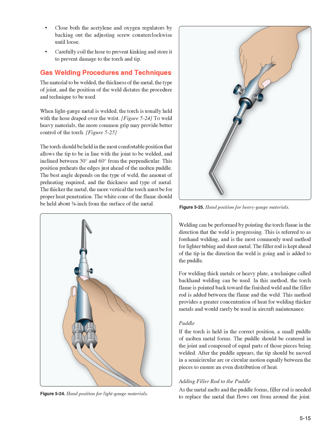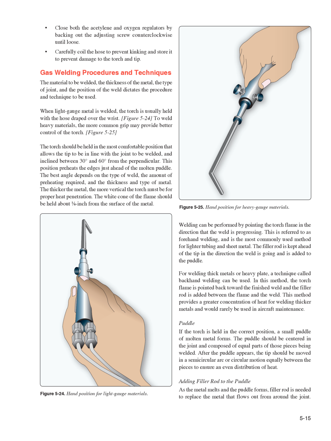Gas welding procedures and techniques. The material to be welded, the thickness of the metal, the type of joint, and the position of the weld dictate the procedure and technique to be used. When light gauge metal is welded, the torch is usually held with the hose draped over the wrist. Figure 5-24. To weld heavy materials, the more common grip may provide better control of the torch. Figure 5-25.